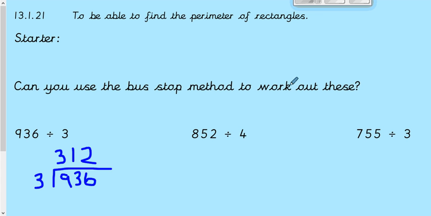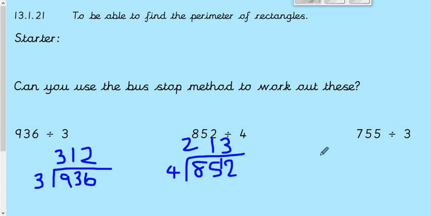Hopefully you've all had a go at some of the questions. I will go through the rest of them now. So 852 divided by 4. So there are 2 lots of 4 in 8. There'll be no carried over. There's 1 lot of 4 in 5. But there would be 1 carried over because there's 1 extra 1, and then there's 12. So then there's 3 lots of 4 in 12. So it'd be 213.